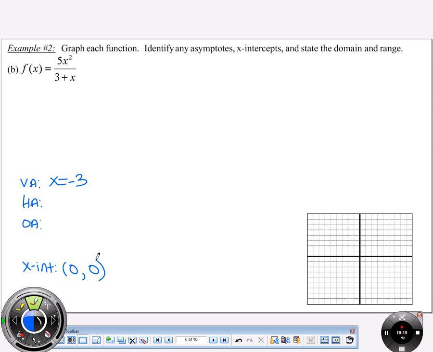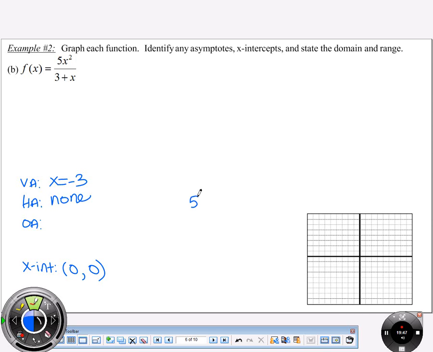So does this equation have a horizontal asymptote? No, okay? Because the degree in the numerator is 2, but in the denominator only 1. So we say no horizontal asymptote. Then we need to go and find the oblique asymptote. So the oblique asymptote requires division. So we need to take what's in the numerator and divide it by what's in the denominator.